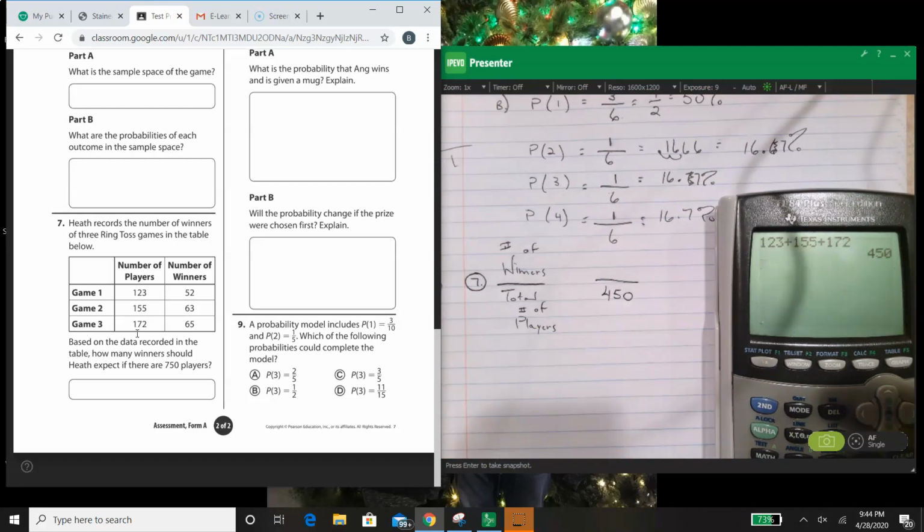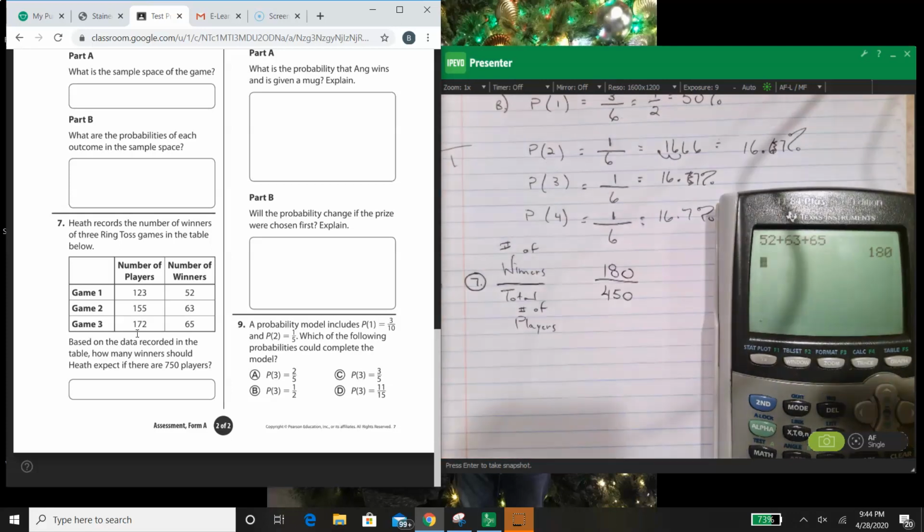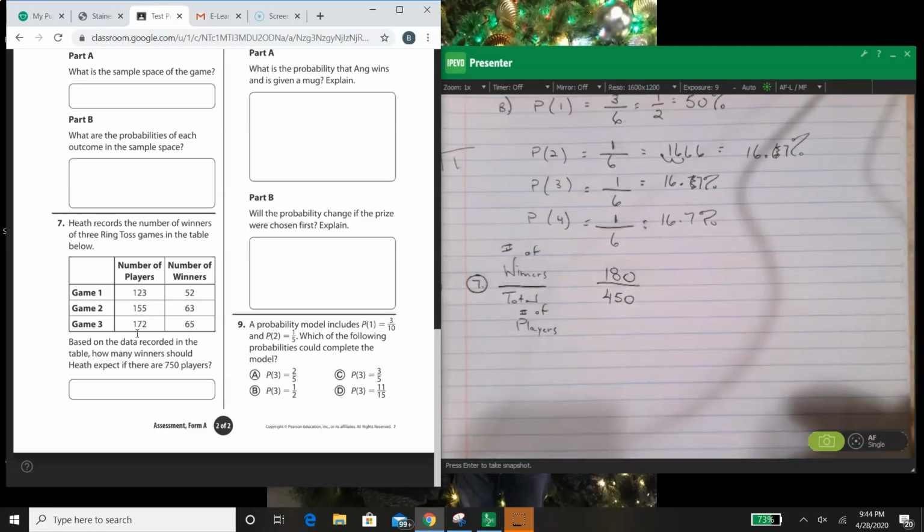Then you go through and you add up your winners. So 52 plus 63 plus 65. You get 180. So I had 180 people win out of 450 people that played the game. I want to know about how many win if 750 people play. To solve, we can set up a proportion.